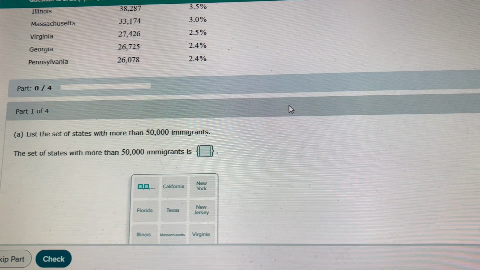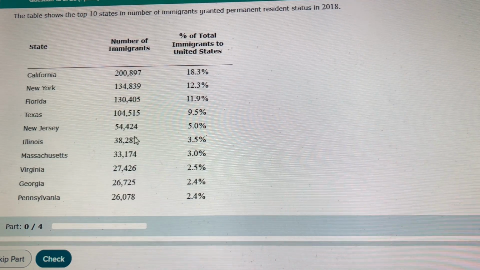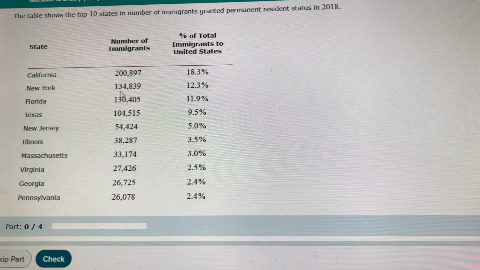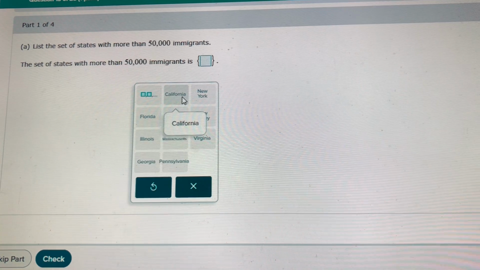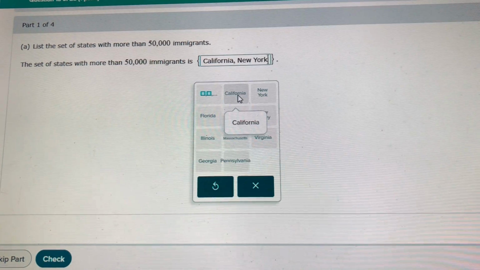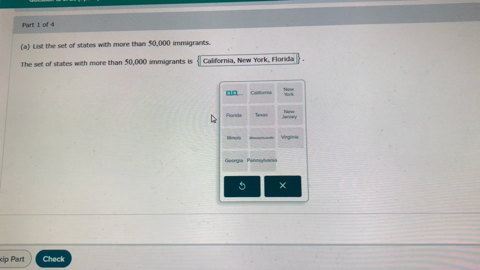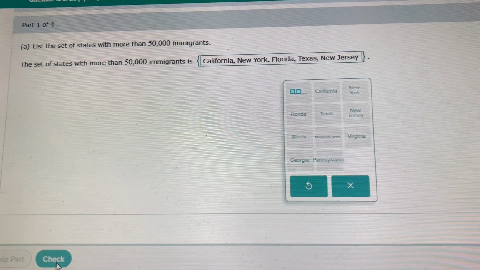Okay, list the set of states with more than 50,000 immigrants. So more than 50,000 would be 54, 104, 130, 130. All these are more than 50,000. So it's the first 1, 2, 3, 4, 5 states from California to New Jersey. And luckily they put all these in order, so if you just start clicking them in order, California, comma, New York, Florida, Texas, and New Jersey, just put a comma between each one.